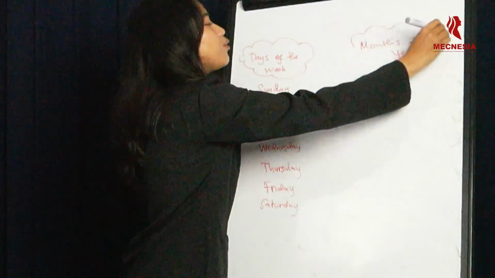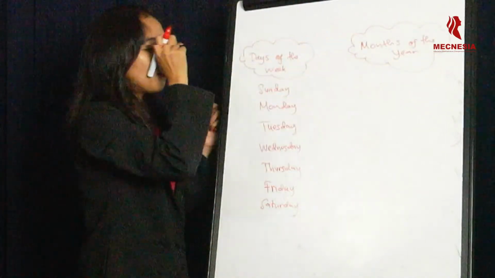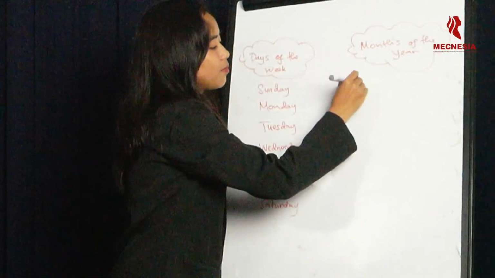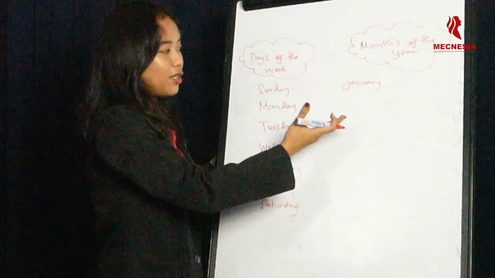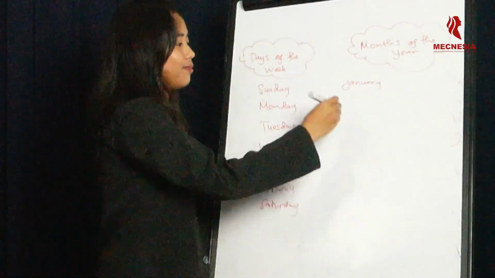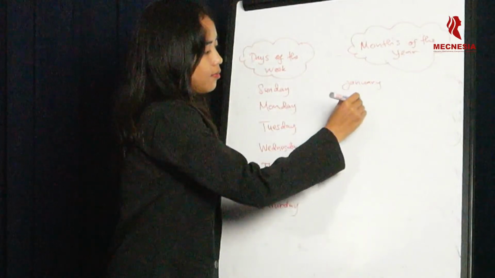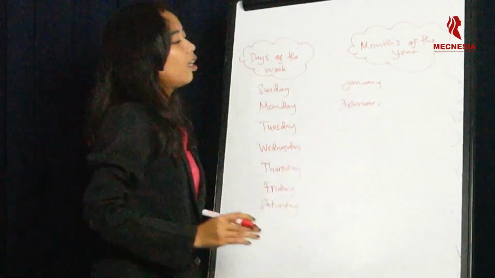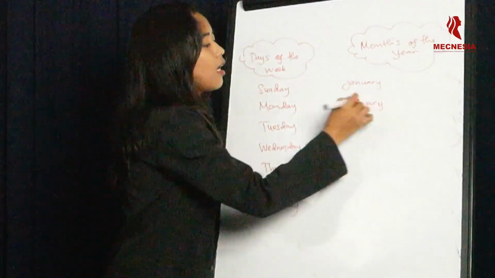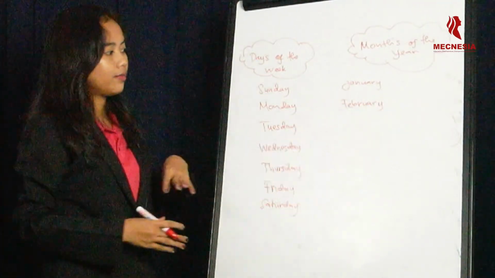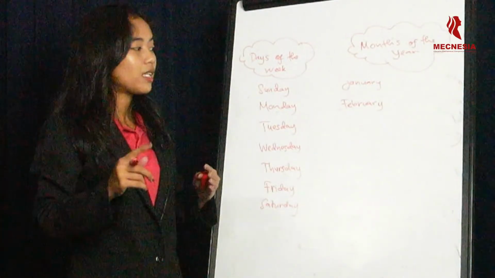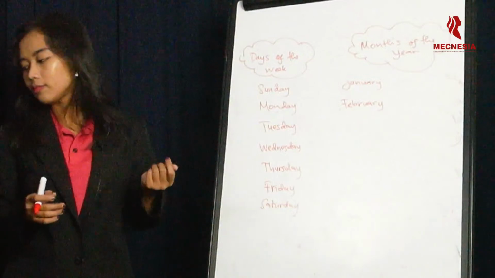Okay, so there are 12 months of the year. Ada 12 bulan dalam satu tahun. The first is January. January is bulan Januari, and then we have February. February. One more time. February.